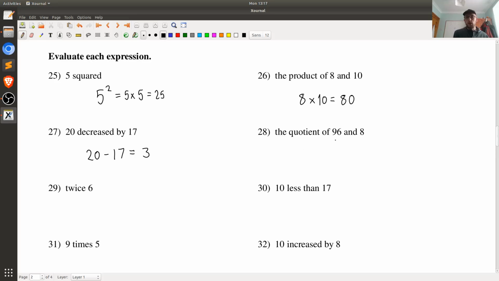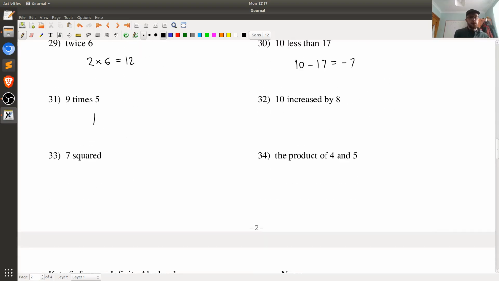The quotient of 96 and 8, we can write 96 over 8, or 96 divided by 8, or 96 / 8. And 8 goes into 80 10 times, and you have to add on another pair of 8s to get up to 96, and therefore the answer is 12, as 10 and 2 makes 12. Twice 6, we write 2 times 6, which is 12. 10 less 17, we write 10 take 17, which is -7.